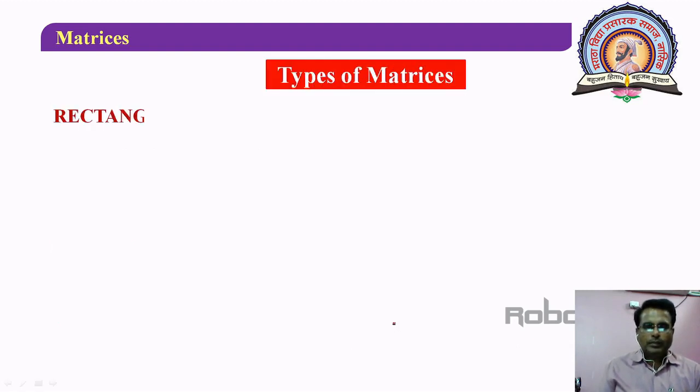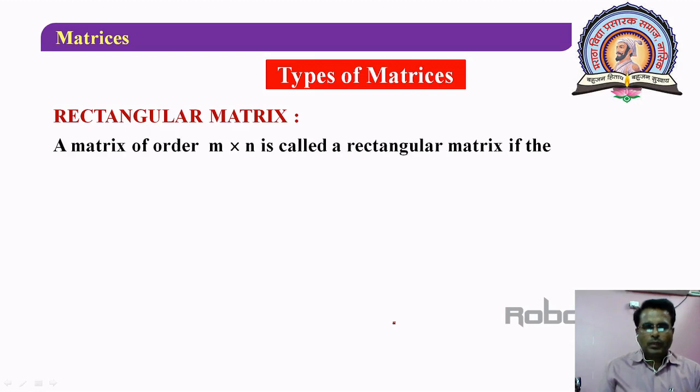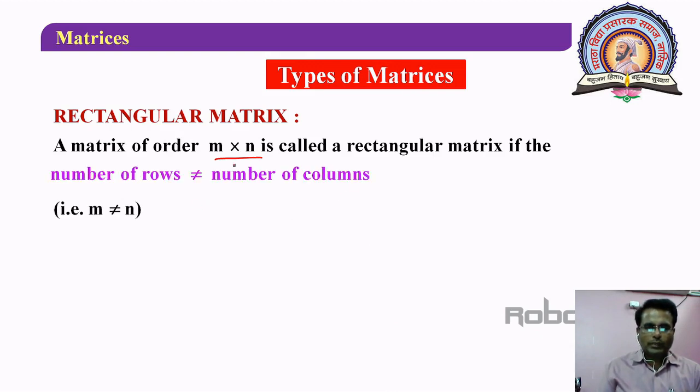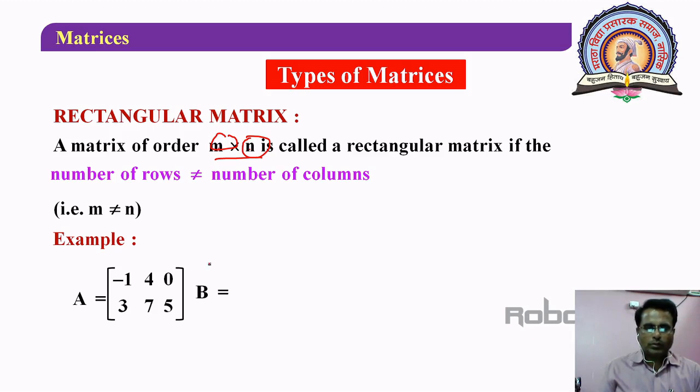Then the next type is rectangular matrix. In a matrix of order m by n, if the number of rows is not equal to the number of columns, that is, m is not equal to n, then in that case it is called a rectangular matrix. With an example we get it clear. Here we will observe that 1 4 0, 3 7 5, this is a matrix of order 2 by 3, or B is the matrix 2 1, minus 5 3, 0 6.